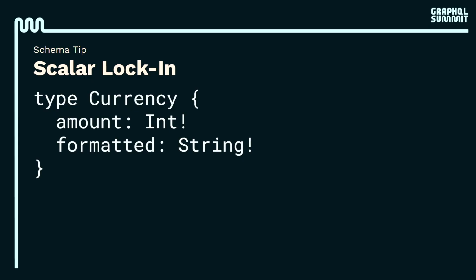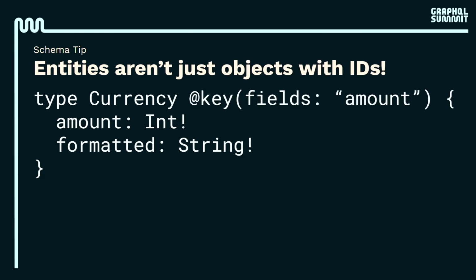And speaking of consistency, this leads into our next tip. Entities are not just objects with IDs. With the addition of the key on the field amount, we have now turned our basic currency type into an entity that represents currency across our entire supergraph. So this allows us to have a consistent model for resolving currency across any of our graphs, whether that be the products or maybe subscriptions or anything else.